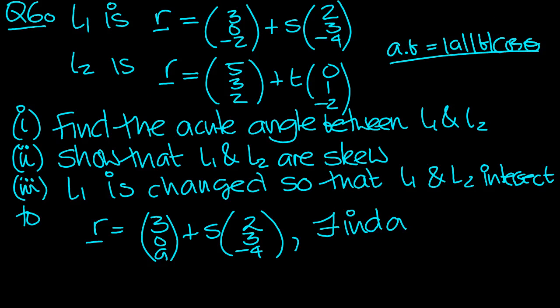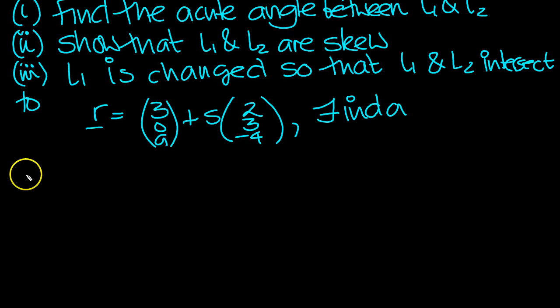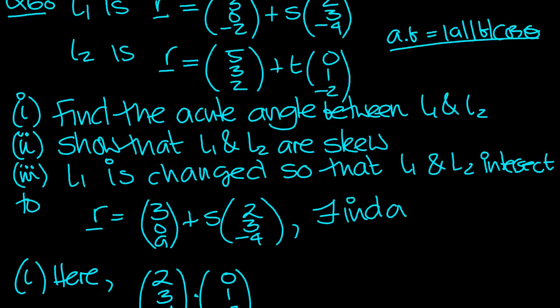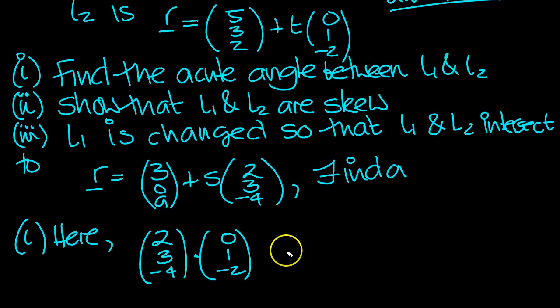So let's get the dot product then. So (2, 3, minus 4), that vector, dot product with the other vector, (0, 1, minus 2). Just check we've written that down correctly. There it is there. So that equals 2 times 0 is 0, 3 times 1 is 3, minus 4 times minus 2 is plus 8. So what do we got? 11. Now we also need the modulus of these vectors.